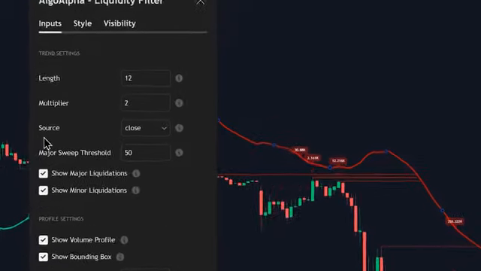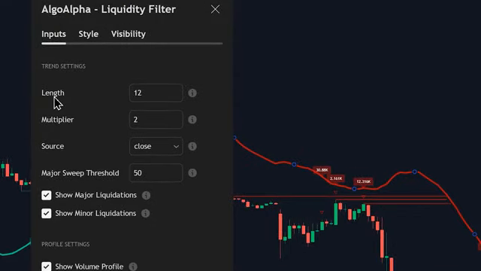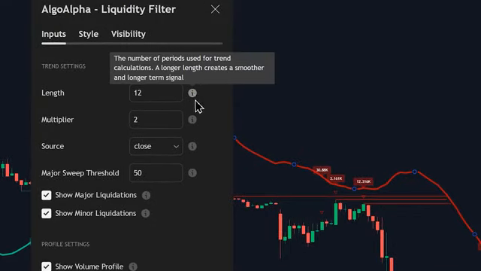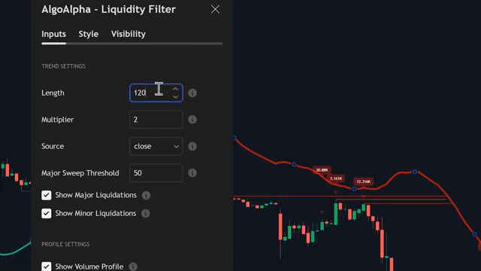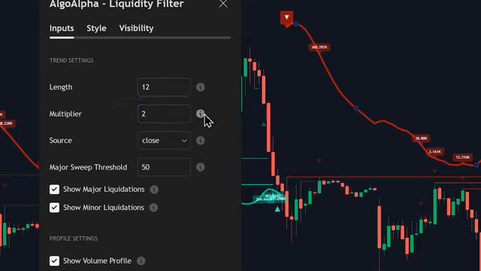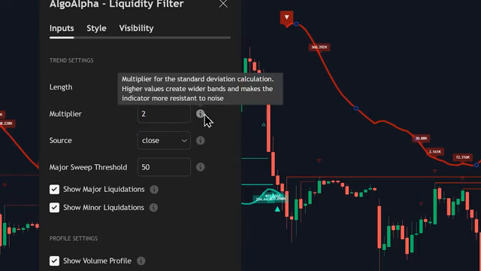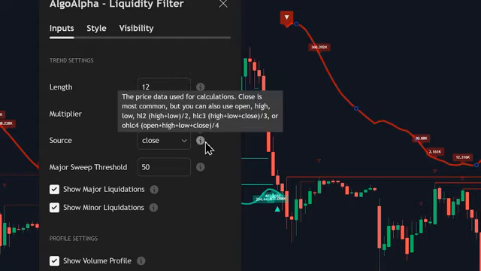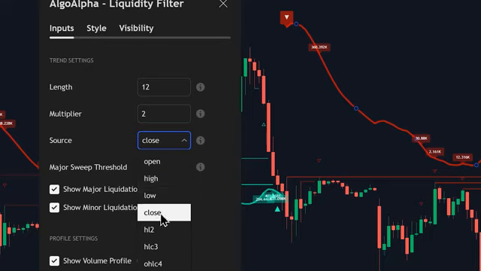Now, while we're still in the settings, let's go over what each of these settings actually mean. Up at the top, you can see we have the length, which represents the number of periods used for trend calculations. A longer length creates a smoother and longer-term trend ribbon. A shorter length makes the trend ribbon more reactive to price changes. Next, we have the multiplier, which is the factor for the standard deviation calculation. Higher values create wider bands and make the indicator more resistant to noise. And then here we have the source, which determines the price data, such as close, high, or low, that is going to be used for trend filtering.